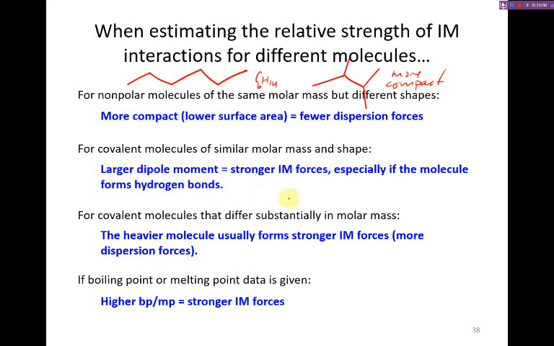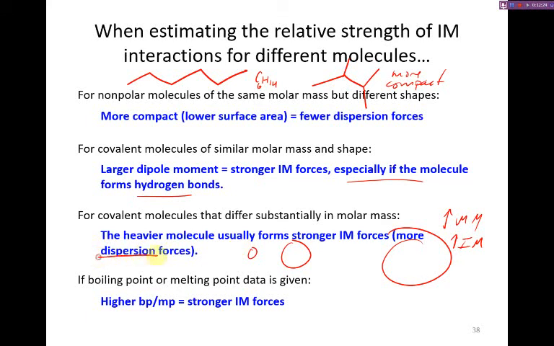For covalent molecules that have similar molar mass and shape, we're going to look at the dipole moments. The stronger the dipole moment, the stronger the intermolecular force. And this is especially true if one of those molecules can do hydrogen bonding and the other cannot. For molecules that have substantially different molar masses, the higher the molar mass, the higher the intermolecular forces. That's due to those dispersion forces, the induced dipoles.